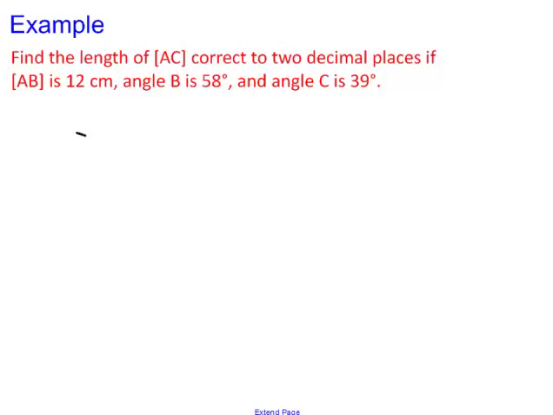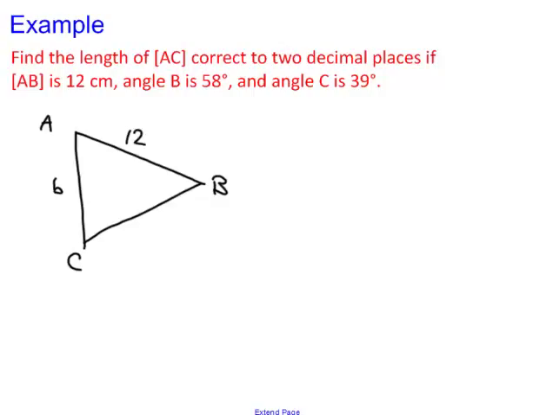Now, the diagram that we should end up with, I'm just going to draw a triangle. It doesn't matter what it looks like. We're going to label it A, B, and C. We don't have to necessarily draw it to scale. We know that AC is what we're trying to find. So I'm going to call that side b because it's across from angle B. Side AB is 12 centimeters, angle B is 58 degrees, and angle C is 39 degrees.